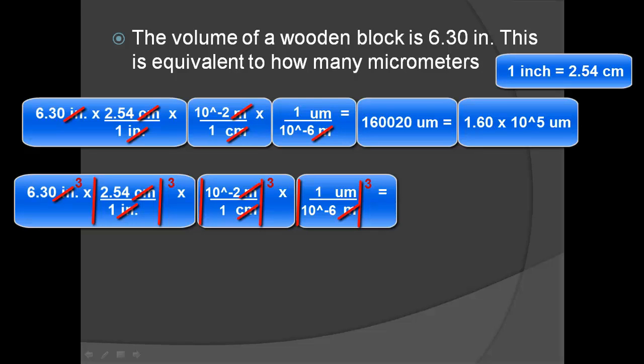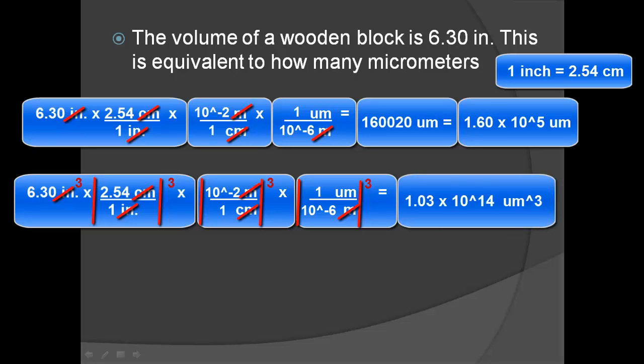So all you would really have to do is 6.30 inches times 2.54 cubed times 10 to the negative 6 divided by 10 to the negative 18th. Why negative 18th? Because 6 times 3, negative 6 plus negative 6 plus negative 6 is negative 18. So whenever you're multiplying exponents, you're really adding them. So that's just a quick little tip that might help you so you don't have to keep inputting numbers into your calculator. All right, so if you do all of that and multiply and divide all of that through, you should get 1.03 times 10 to the 14th micrometers cubed.